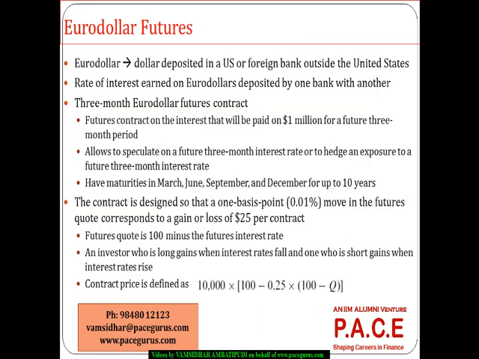Fine. Now the next one which we are looking at in this context is the Eurodollar futures. First of all, Eurodollar has nothing to do with the euro. Any dollar that is deposited in a US or a foreign bank outside the United States is called a Eurodollar. Similarly, any yen that is deposited outside Japan is called Euroyen. So basically the domestic currency that is deposited non-domestically corresponds to that Euro currency. The rate of interest is on the Eurodollar deposits that are being made by one bank with another, and you have a futures contract there.